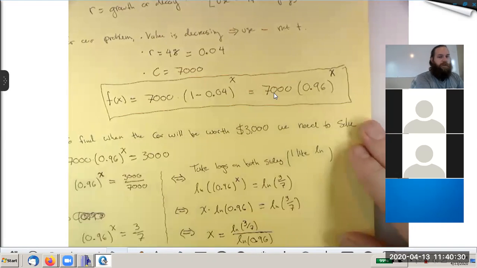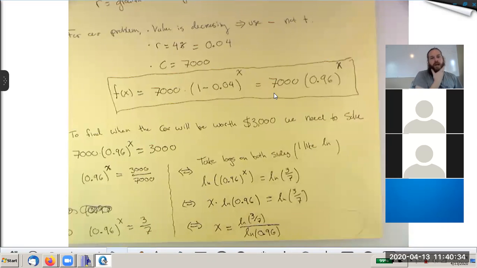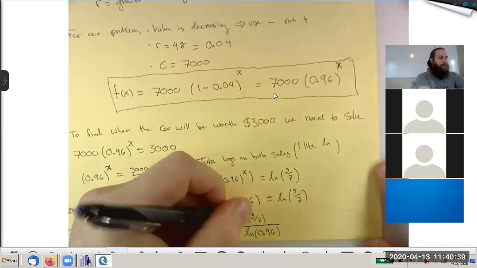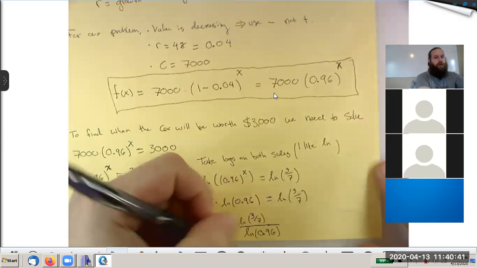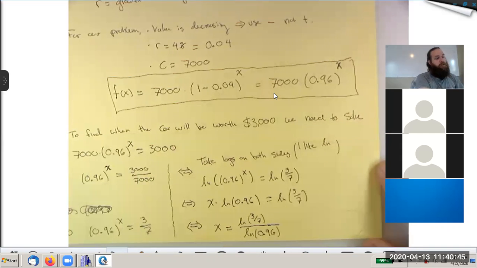And remember, ln is a function. It is not a number or a variable. You cannot cancel those. That is not multiplication. This is not ln times 3/7 over ln times 0.96. It's the ln of 3/7 over the ln of 0.96.